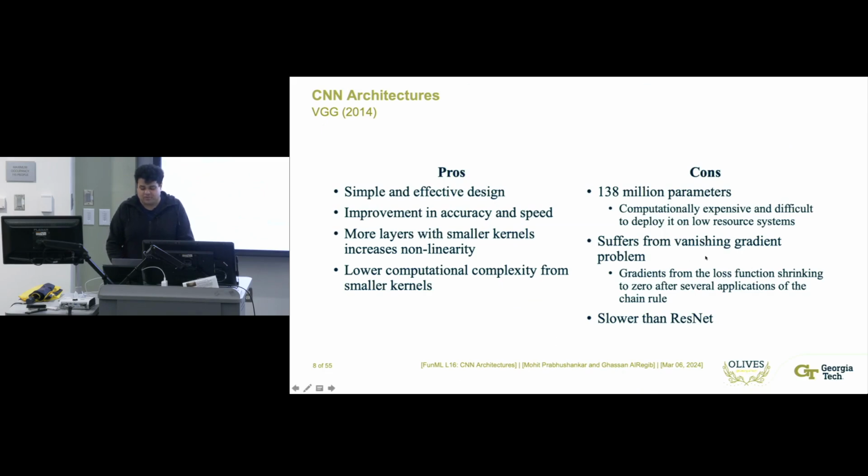So it does suffer from the vanishing gradient problem, and it's slower than ResNet. We'll talk about ResNet architecture in a couple more slides. But the next 2 architectures will try to rectify these 2 problems. The first one being GoogleNet, which rectifies the 138 million parameters, and the next one is ResNet, which overcomes this kind of a vanishing gradient problem.